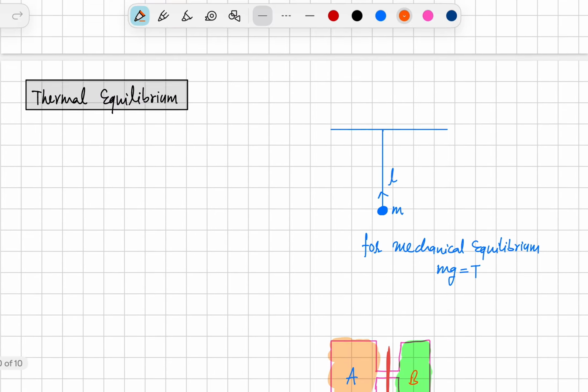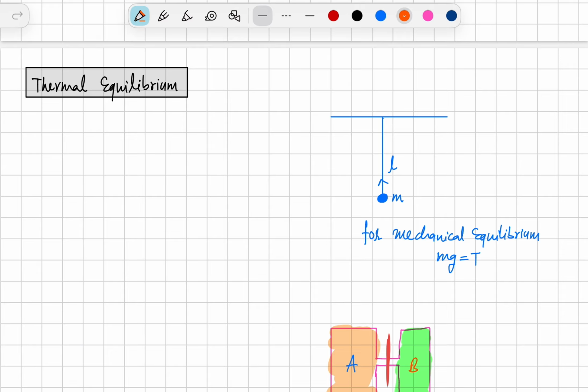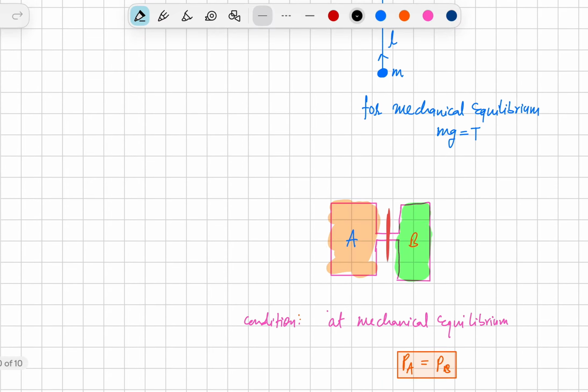Now, what about thermal equilibrium? What is the quantity that decides the thermal equilibrium? An important thing is that you can't guess these things in advance, like saying that for mechanical equilibrium it is pressure and for thermal equilibrium it is something else. You don't know. You need to do an experiment, and after that experiment you can deduce what is the quantity that remains the same.